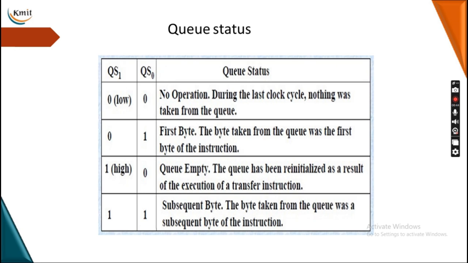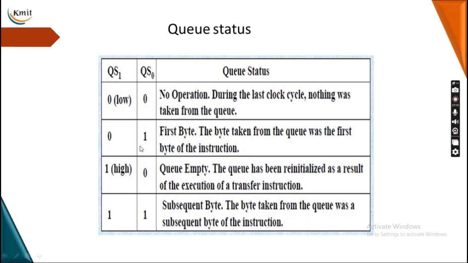Queue status, we have 2 pins for the status of the queue, because in our microprocessor we have an instruction queue which stores the instructions while fetching is going on. So when QS1 and QS0 are both low, it means there is no operation being done in the queue. Whatever was being done in the last clock cycle will remain the same in the queue.